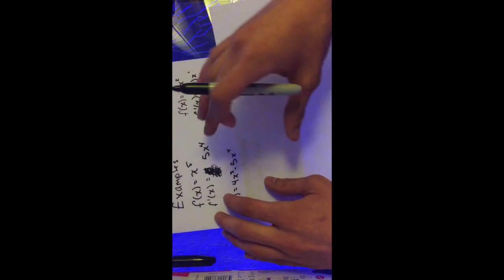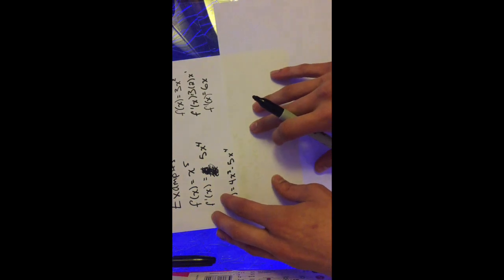Now, a little bit of a harder one here. I keep showing you guys the answers, I'm sorry, but we're just going through the examples here. You guys won't have the answer for the test. We can see that f of x equals 4x to the third minus 5x to the fourth.